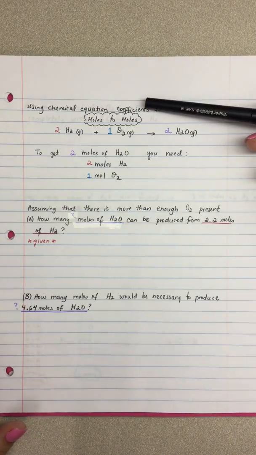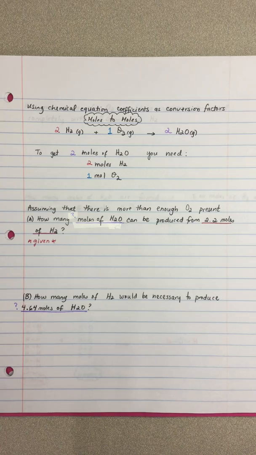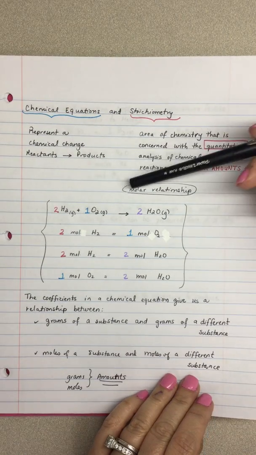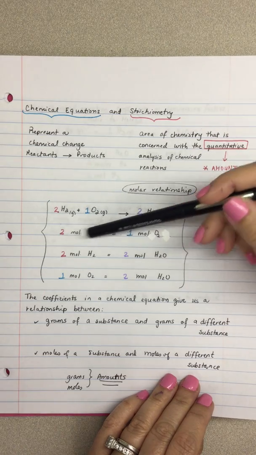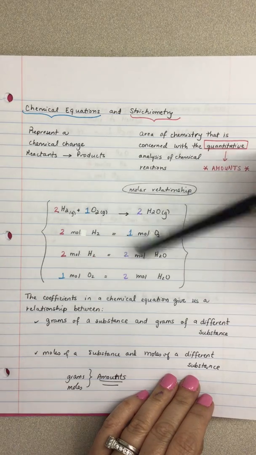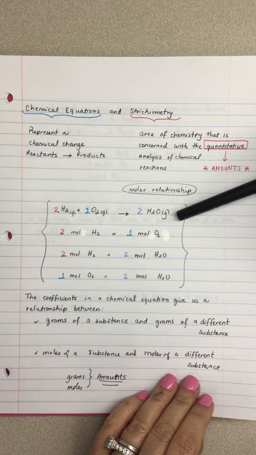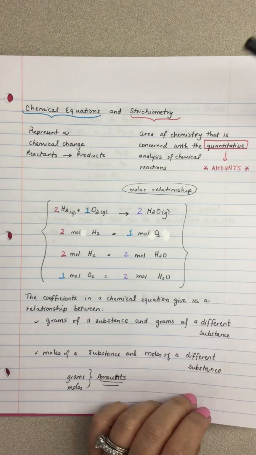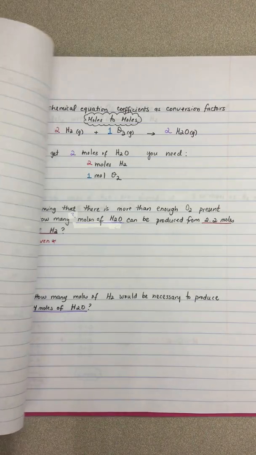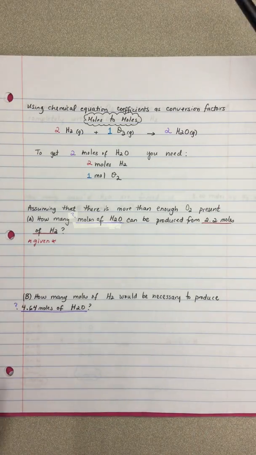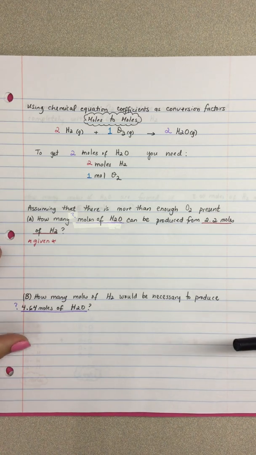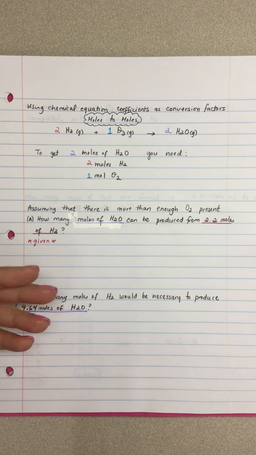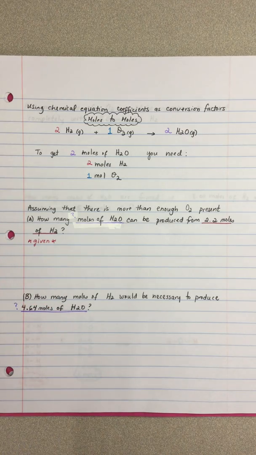So the coefficients are going to be used as conversion factors. That's your molar relationship. I'm using all of my coefficients to relate all of the substances in my chemical equation, and then we can use those molar relationships as conversion factors. So everything that I'm doing is a conversion from a given number of moles to a number of moles for a different substance.